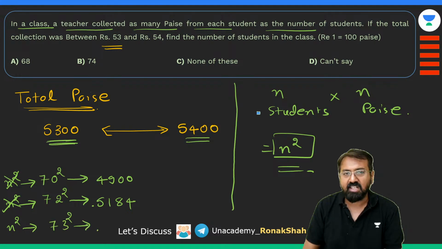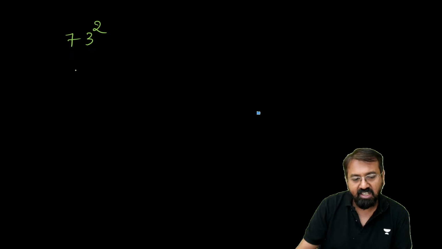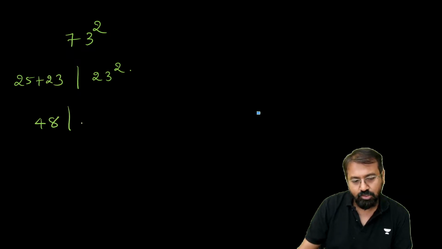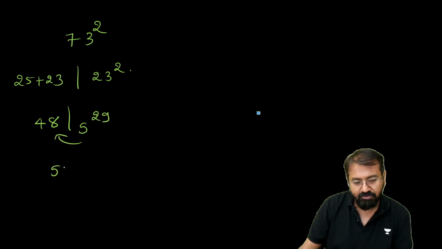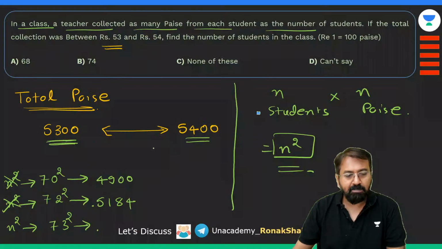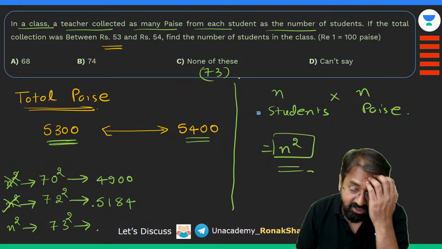What is 73 square, everyone? Let's calculate, and this has to be done by a bit of trial and error. So can I say this is going to be 23 square, which is 529, and 25 plus 23 is 48. So 5 carried over, so it's going to be 5329. So you can say 5329 is 73 square. So the only possible value is 73. So there should be 73 students in the class.